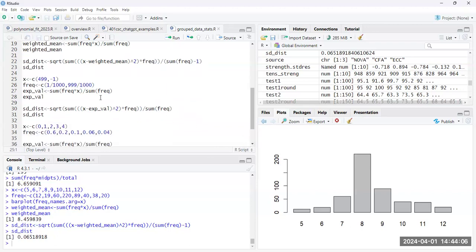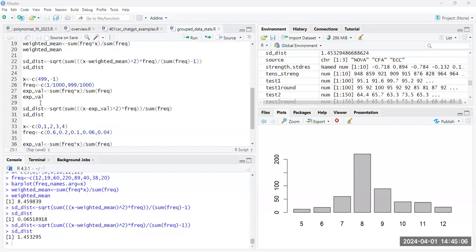Now, if I am working with essentially a probability distribution, then I can't do the sum of the frequency minus 1. I can only do the population standard deviation. And so I can only divide by the sum of the frequencies. So my expected value is essentially my weighted average. And so here I just have two values for X.